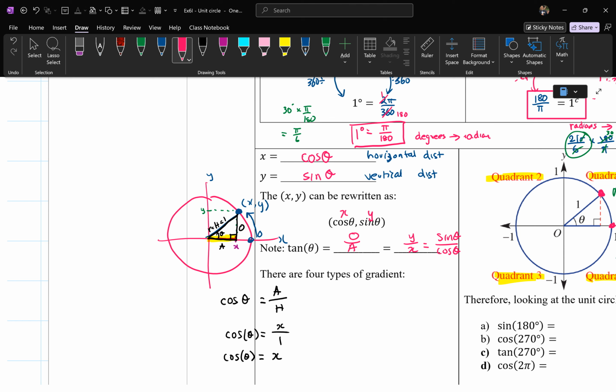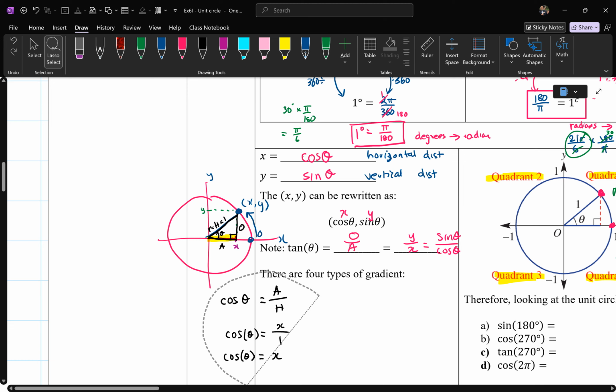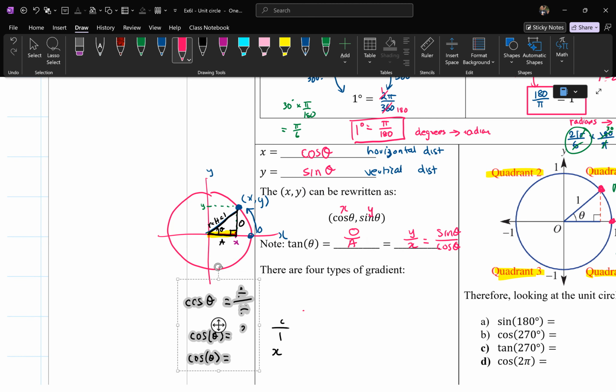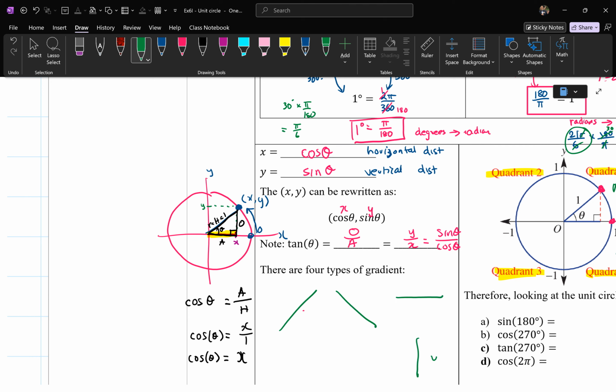But it also turns out that y over x is your gradient. That's what I taught you previously where I played around with the gradients. I asked you what were the 4 types of gradients. Do you remember? What was it again? Beautiful. You had 4 types of gradients: positive, negative, 0, and undefined. So undefined, 0, negative, positive.